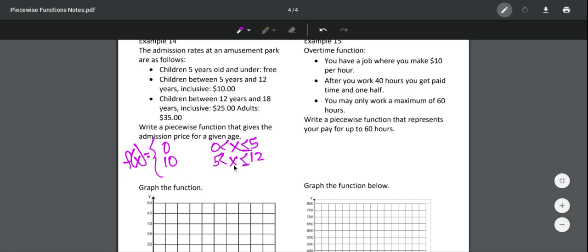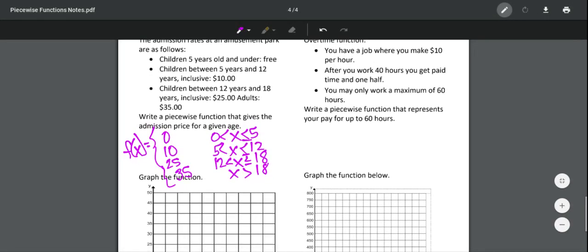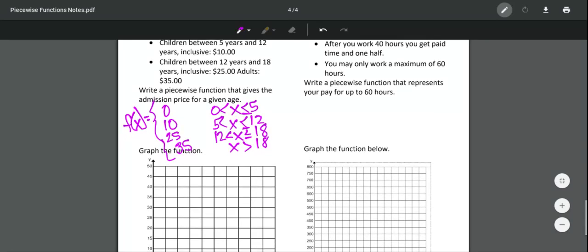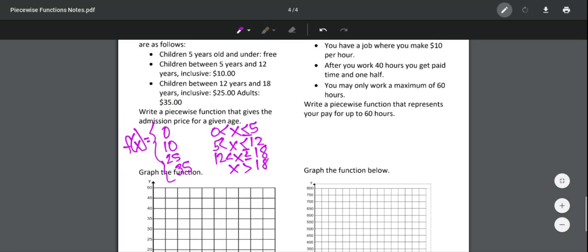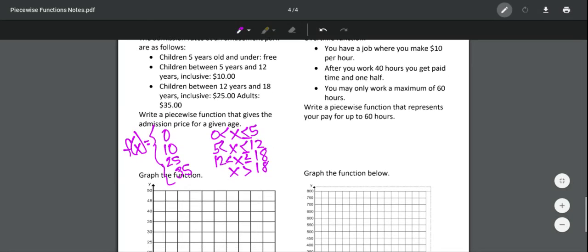And if they're between 12 years and 18 years, so now we're including the 18 over here, the cost is $25. And anybody that is above 18 is $35. So there's our piecewise function. And then it says, write a piecewise function that gives the admission price for a given age. So I guess we could put x's on them if we were saying how many people were coming in, but it didn't tell us to do that.